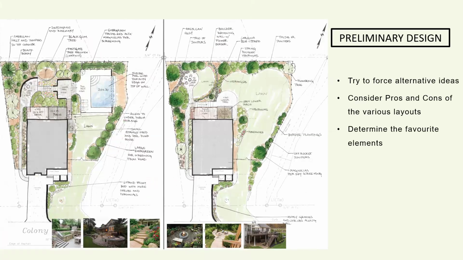And we definitely try to force those alternative ideas. Think through the pros and cons, determine the favorite elements, and then this little thing called budgets that we also do. So you can always space things out. These guys are gonna have a pool. They will. Did we build it the first round? No. But did we structure the space so we can come back and do it later? Absolutely.